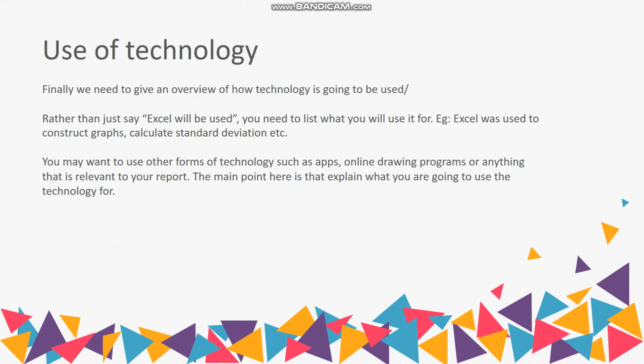So you need to start by saying, I'm going to use Excel in order to construct a graph. I'm going to use Excel to construct a graph because that is going to then help me calculate a standard deviation with greater accuracy and minimal errors. So I haven't just said what I'm going to use, I've said why I'm going to use it and how it makes my results more reliable. Otherwise, there's no point using technology when you can just do things by hand.